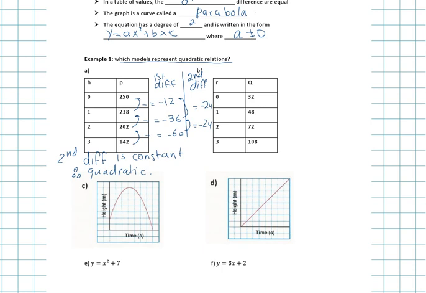Okay? Same thing for the second one. So you're going to subtract 48 minus 32, you're going to get 16. 72 minus 48, you're going to get 24. And then 108 minus 72, you're going to get 36. Okay? First difference is not constant, so we know it's not linear. So we have to test the second difference.